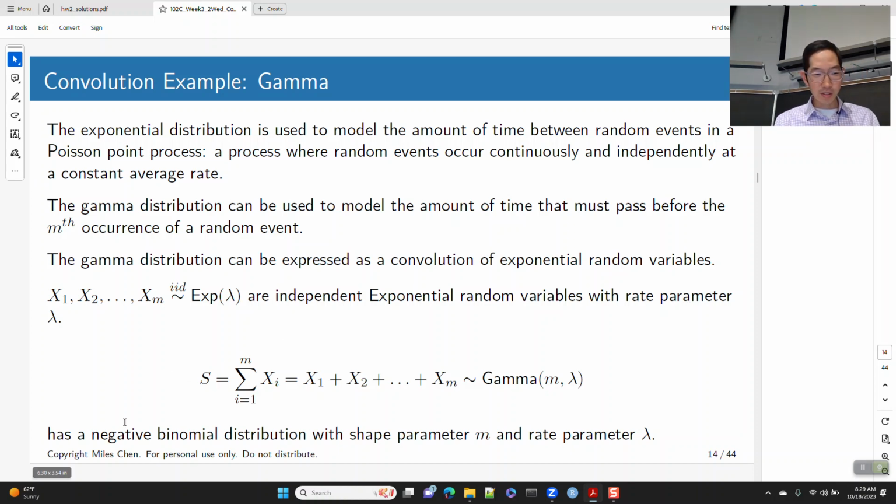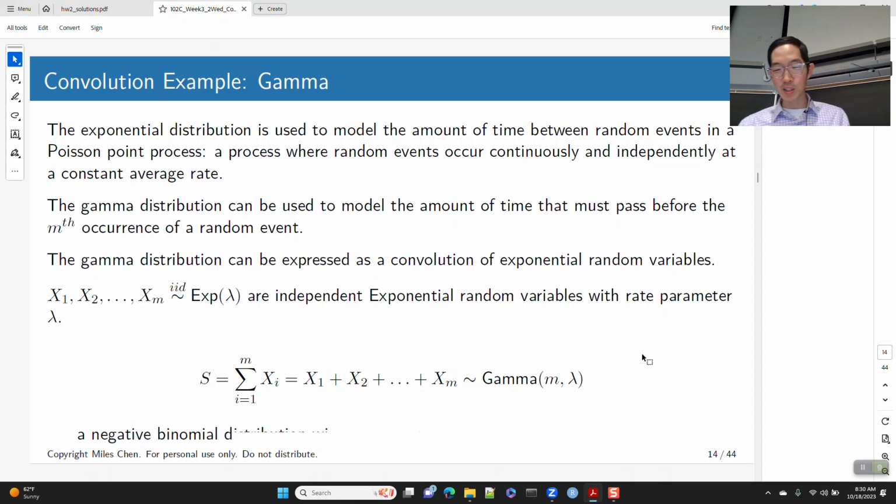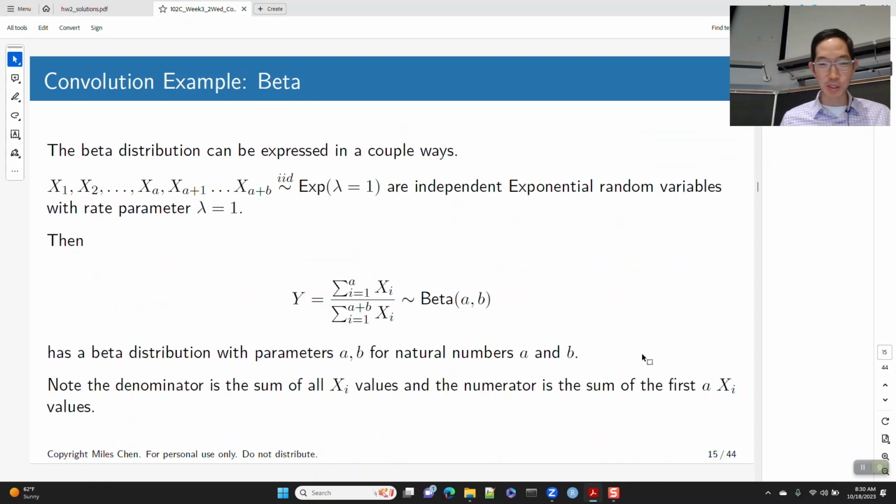Oh, and this is a typo here. It should say gamma distribution. Sorry, this says negative binomial. I think I just copied and pasted the line from the previous slide. Okay, but this is gamma. Sorry, typo on the bottom of slide 14 there. Gamma distribution. Okay, beta distribution.